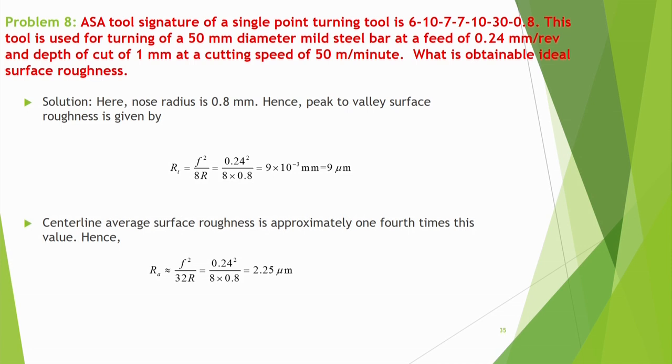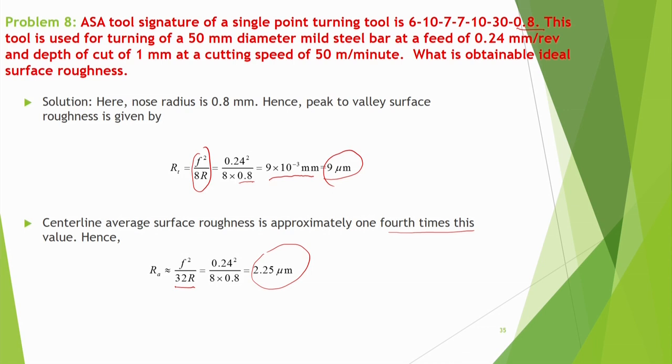So, nose radius is 0.8, hence peak to valley surface roughness is given by f square by 8 r, that formula. So, we put 0.24 square divided by 8 times 0.8, the nose radius, which is given here in the tool signature. It comes out to be 9 into 10 to the power minus 3 mm, that means 9 micrometer. But central line average surface roughness is approximately 1/4 times this value, hence Ra is equal to f square by 32 r, that means it is 2.25 micrometer.